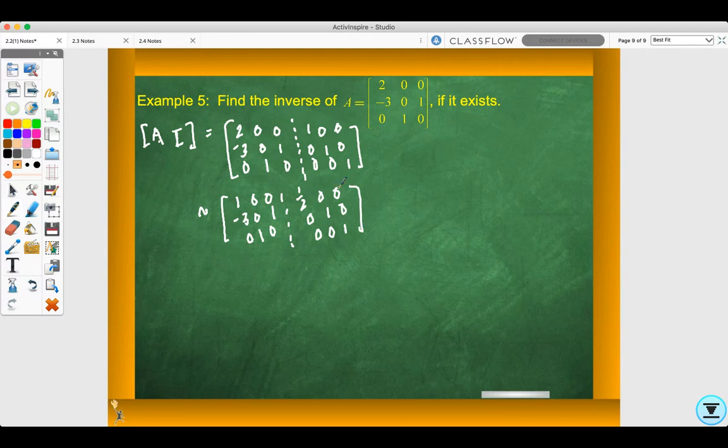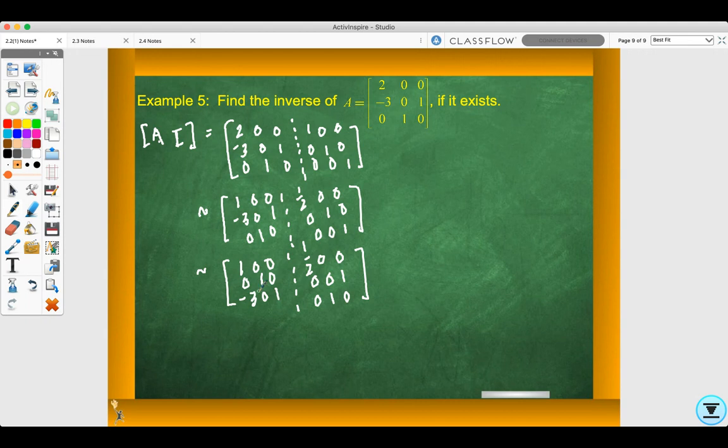Next, I'm going to interchange row 2 and row 3, since that has a middle 1. So I'd have 1, 0, 0, 0, 1, 0, negative 3, 0, 1, and 1/2, 0, 0, 0, 0, 1, 0, 1, 0.